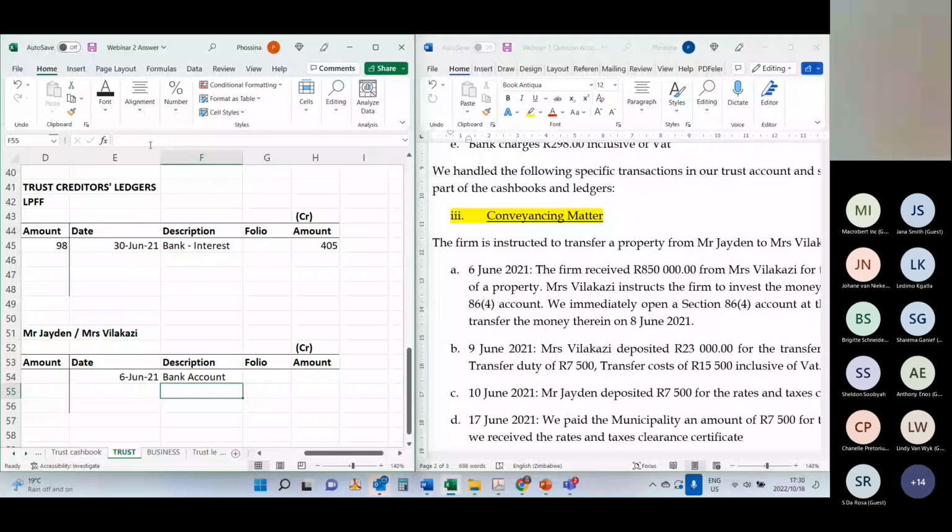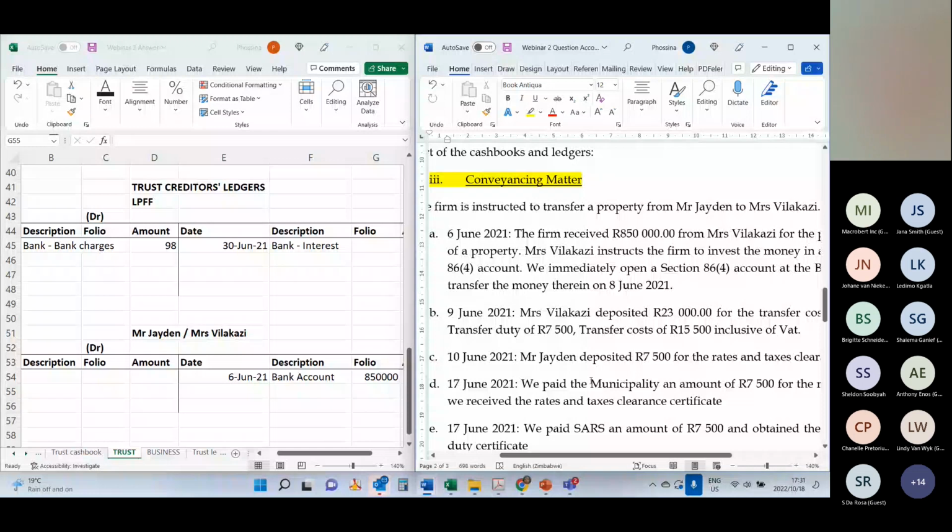And then it says Mrs. Vilakazi instructs the firm to invest the money in a Section 86.4 account. Immediately open a Section 86.4 account at the bank and transfer the money therein on 8 June 2021. Okay, so which of our accounts are affected? In our trust account, it's now moving to the Section 86 account. So we can start by recording that transaction to say money is moving out to a Section 86.